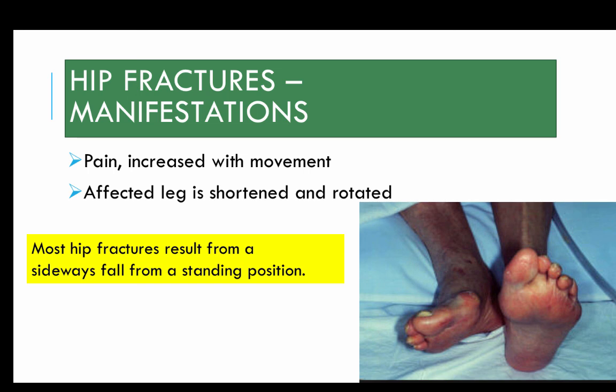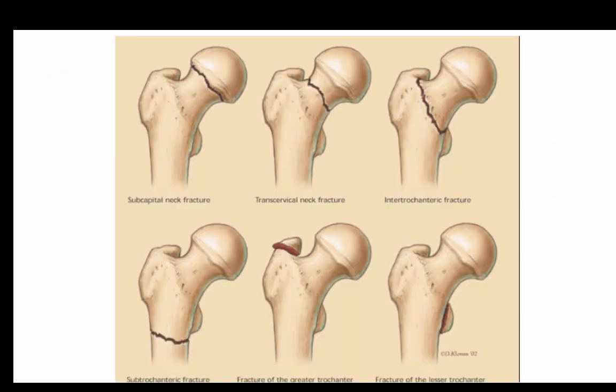Manifestations, of course, there's pain with increased movement, and the affected leg can be shortened and rotated. Now, rotated in or rotated out depending on displacement of it, but if you look here, you can tell that this person's left leg is shorter than the right, and it's rotated outward. And of course, like I said, most hip fractures are related to falling sideways from a standing position. These are the type of hip fractures that can occur.